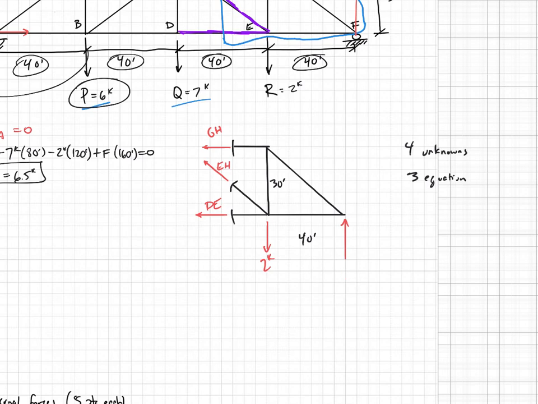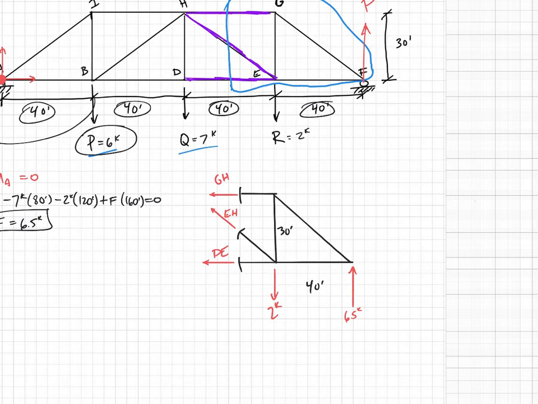Anyway, what we're going to do now is insert that 6.5 kips, and then I have my 3 equations and only 3 unknowns. So now we can work this out. Okay, let's go ahead and do it. I'm going to go ahead and put some letters on here: F, E, and G.